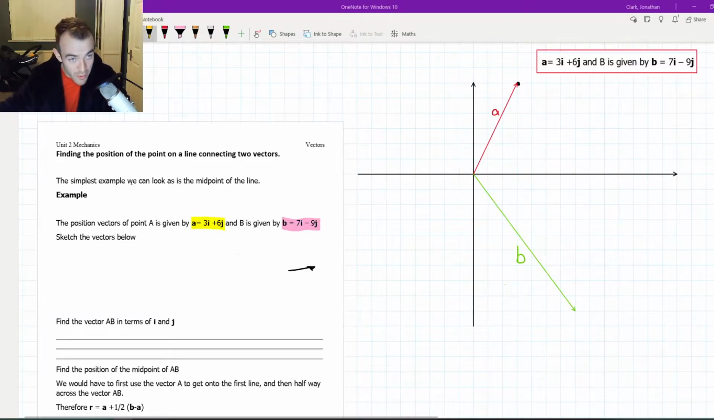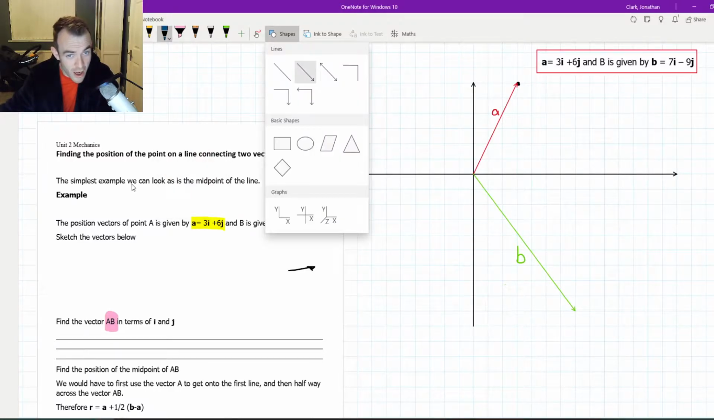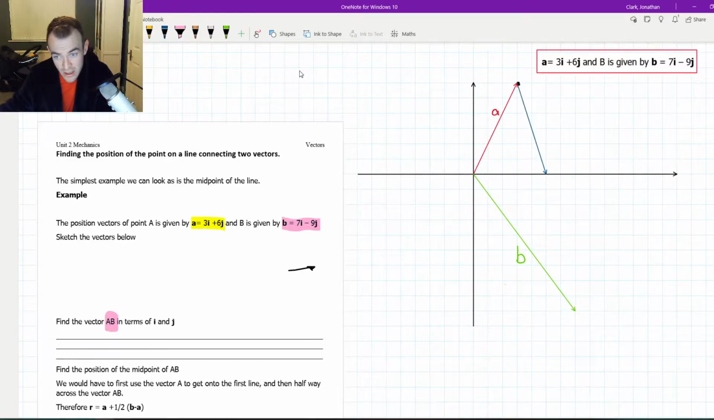Right, so we've got our two vectors A and B present. Now what we're going to do first is find the vector AB, which is, in other words, how can we get from A to B? How far do we need to go horizontally and how far do we need to go vertically? This thing that I've just put in blue, that's the vector AB.